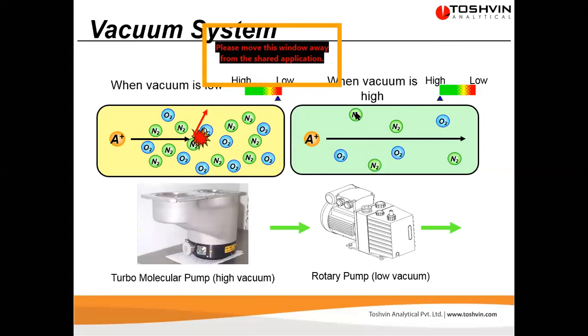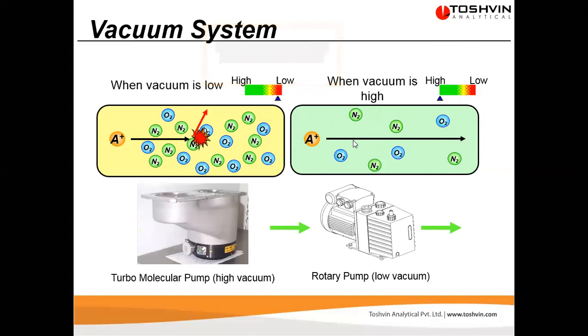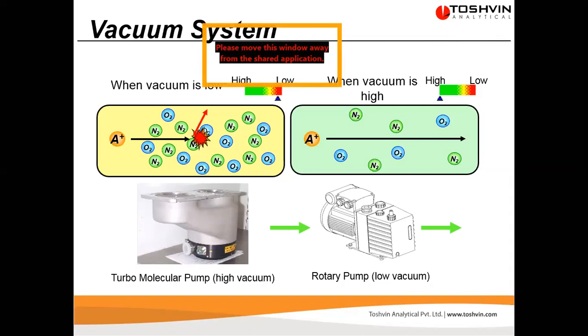So if it is over here, it will always travel in its straight path. It will not move up and down. So N2 will move in a straight path, O2 will move there, and similarly my sample ion will also move in a straight path. So there is no interaction between these ions. That's why we say that the higher the vacuum, the better the sensitivity. So your vacuum should always be good when you do GCMS.